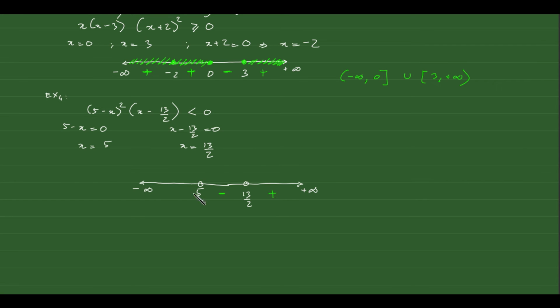And I'm gonna pick 0, which is positive. There you go. Okay, and what we want is less than 0, right? So whatever is over here we're gonna take as the final answer. Of course, we don't want to take the number 5 because it's an open circle. So my final answer will be negative infinity to 5, union, parenthesis 5 to 13 over 2 as the final answer.